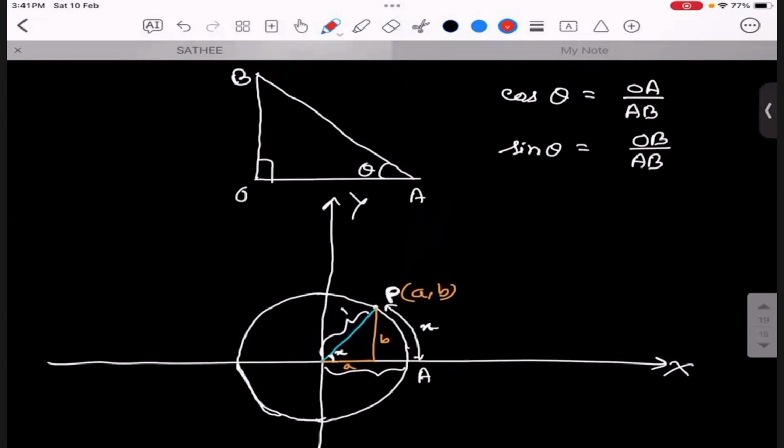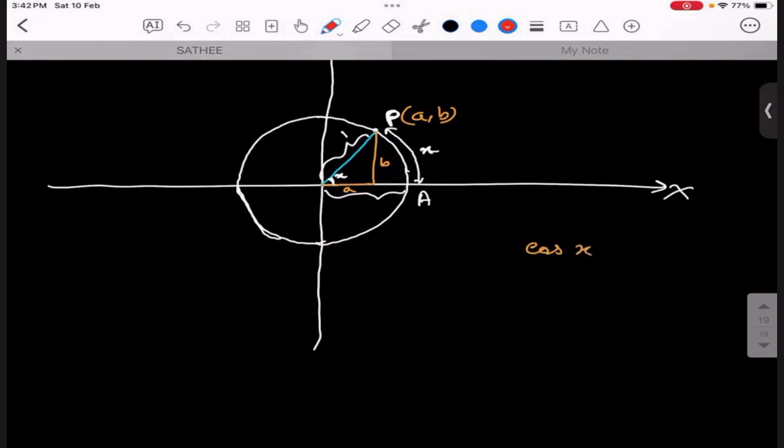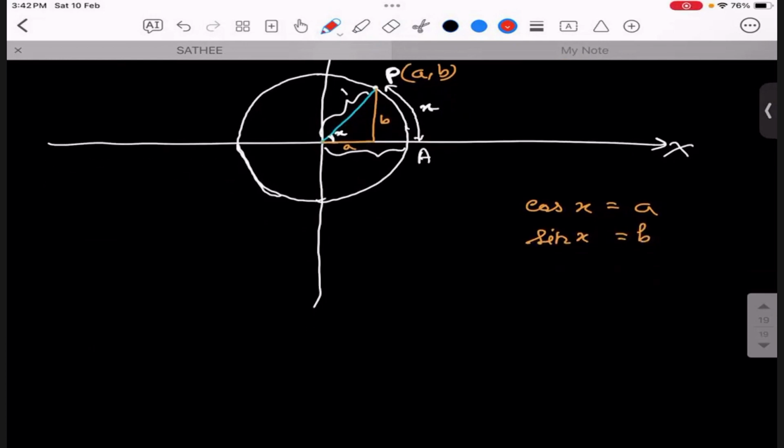Now using the above formula, we can clearly say that cos x equals a and sin x equals b. And applying Pythagoras law, a square plus b square should equal 1 square, which is nothing but 1. This gives us the formula sin square x plus cos square x equals 1. This thing is clear.